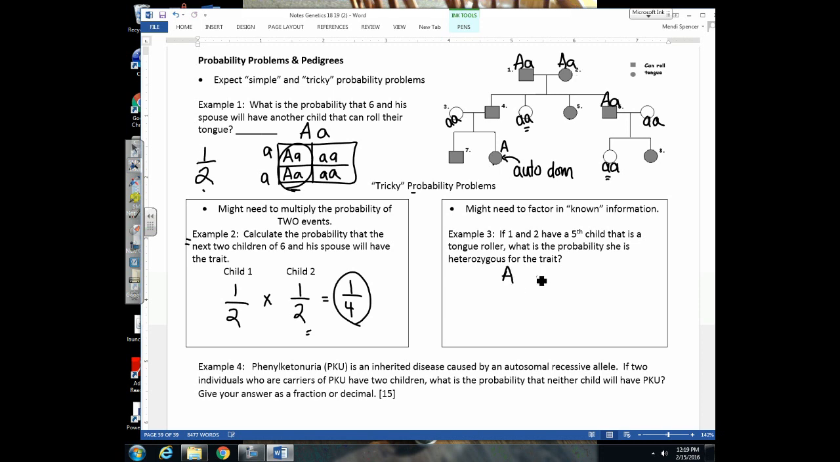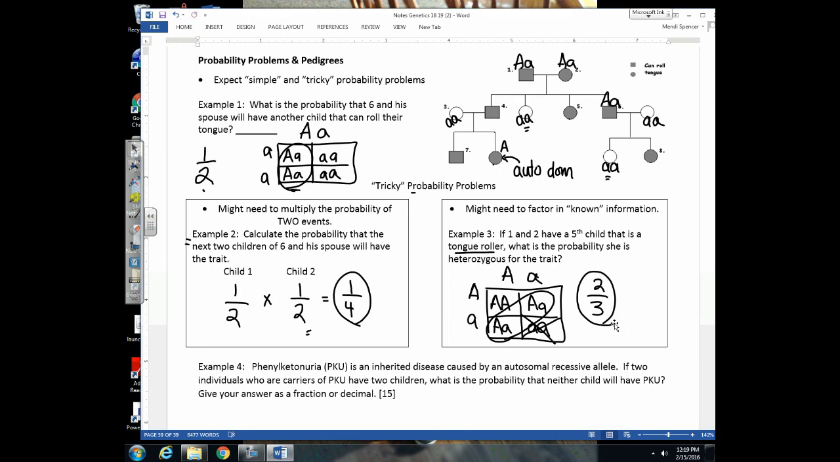So anytime 1 and 2 have children, we see that these are the possible genotypes in their offspring. Now, it says that this fifth child that they do have is a tongue roller. This is known information. We have to factor this in. So we know that this child is not going to have that genotype. So out of the remaining genotypes that are left, the probability that they're going to be heterozygous is 2 out of 3. And that's the final answer.